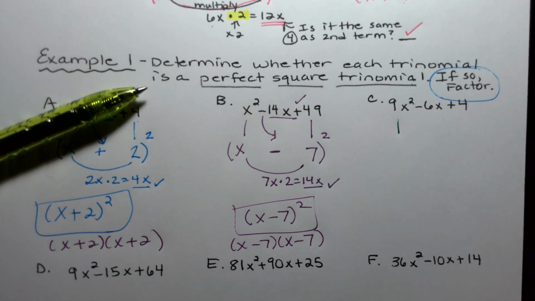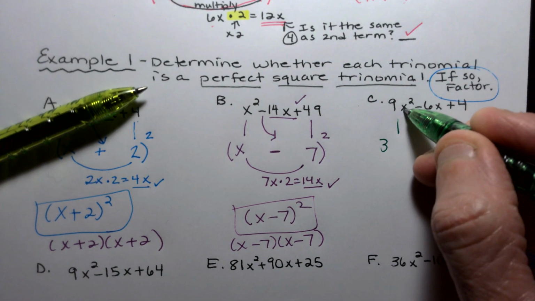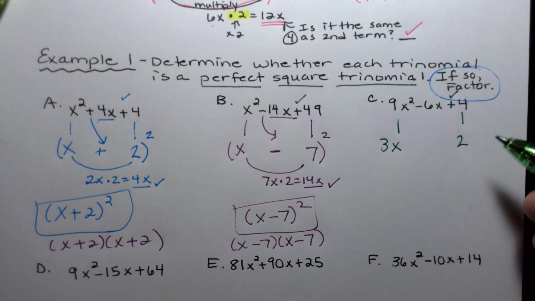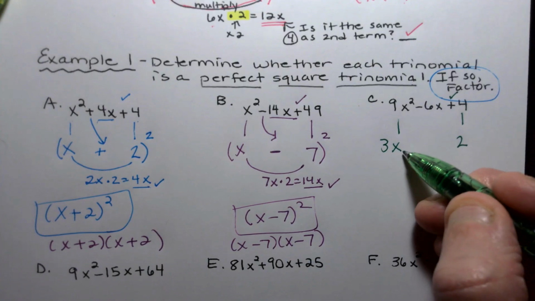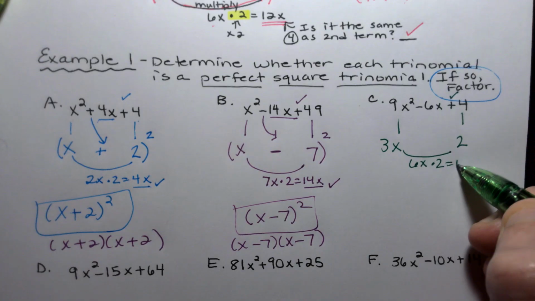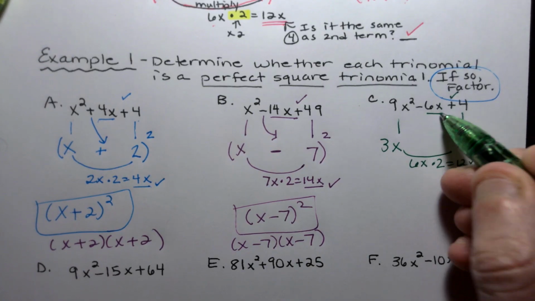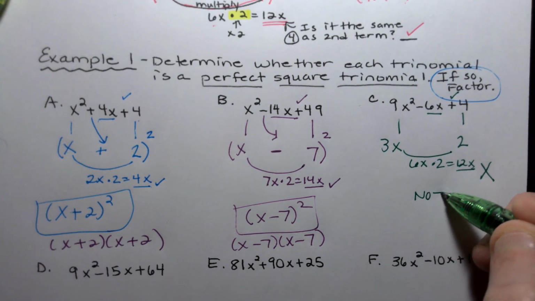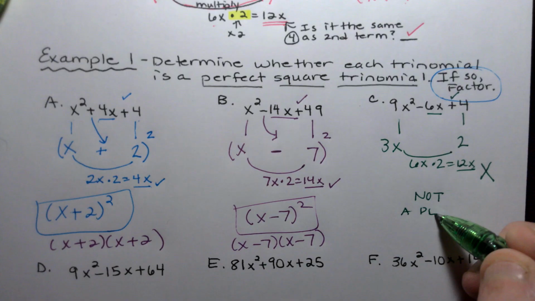Perfect square? Sure is. Square root of 9 is 3. Square root of x squared is x. Perfect square? Yes. It's 2. Plus sign? Yep. Now we make the smiley. Multiply them and get 6x. Times it by 2, 12x. Does that match? It does not. Not a perfect square trinomial.